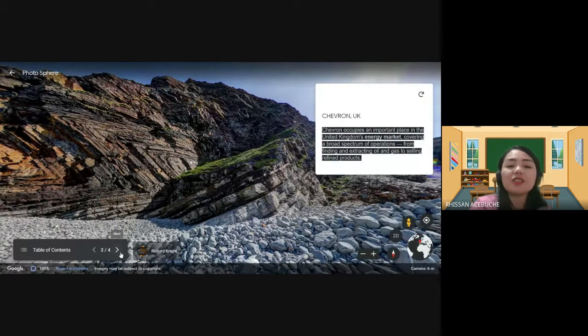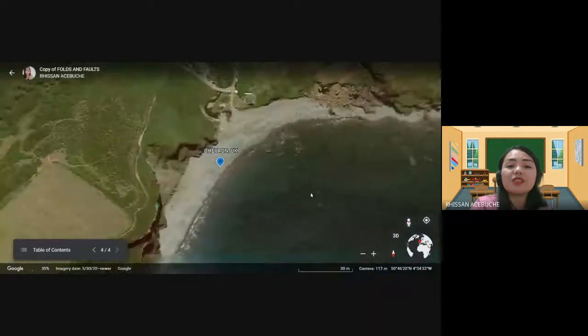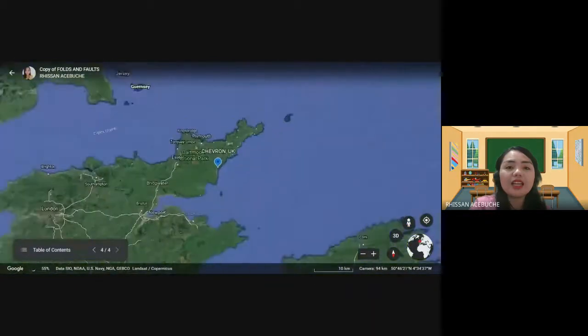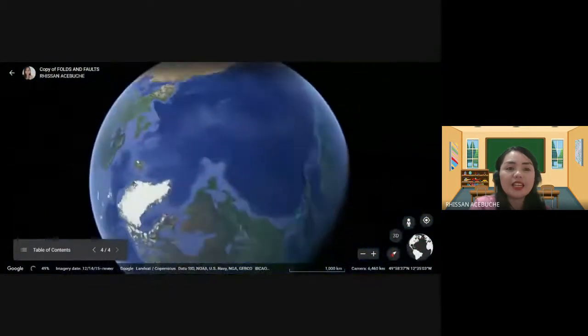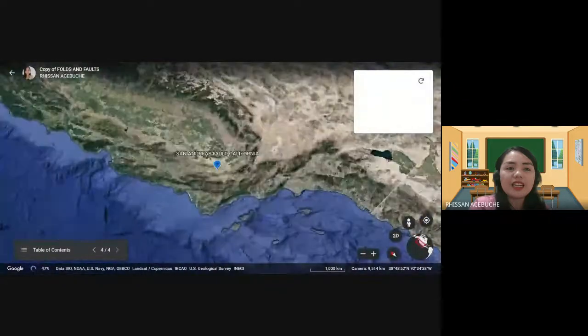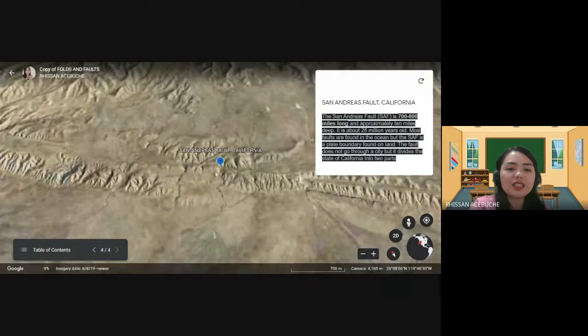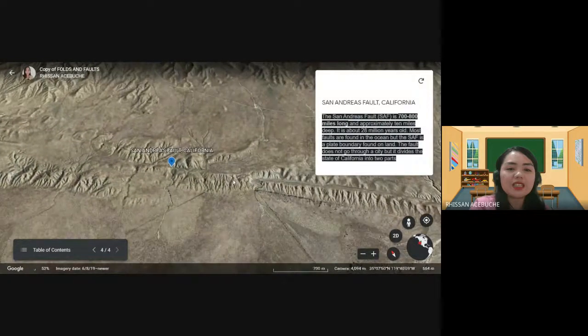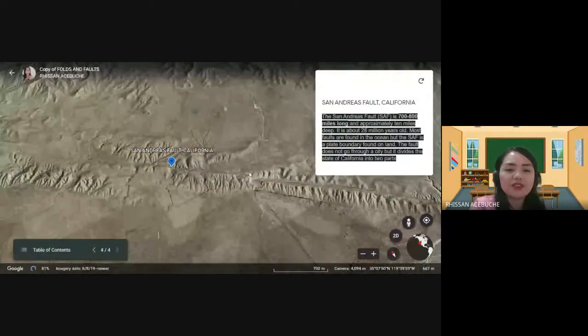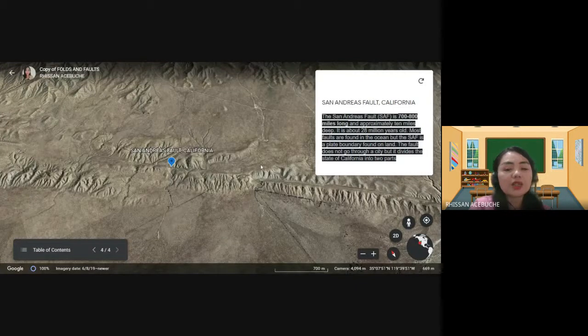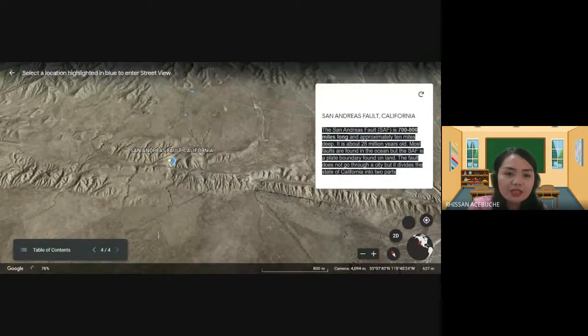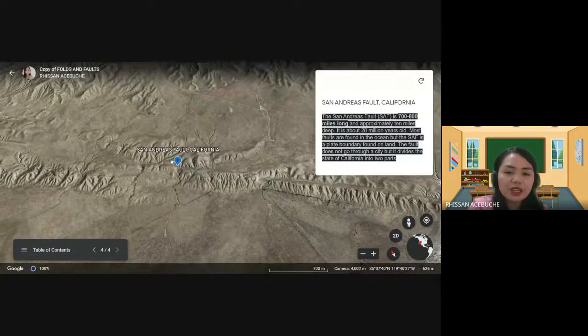Very good. So now let's fly to our last destination, and that will be in California, USA. So let's observe this geologic feature. This is actually the San Andreas Fault. And this fault is a very special kind of fault because it's not found in the ocean, but it's found on land. All right, let's go down in the San Andreas Fault and observe what we can see here.